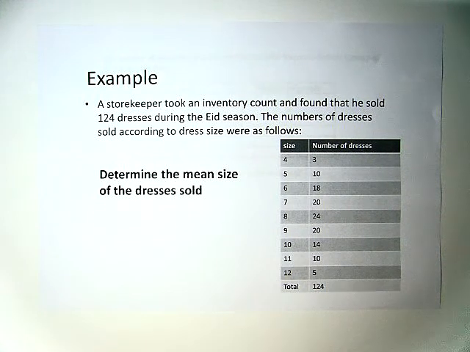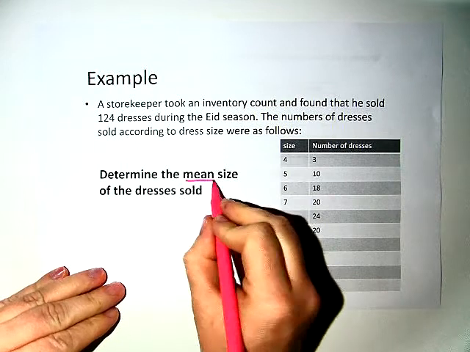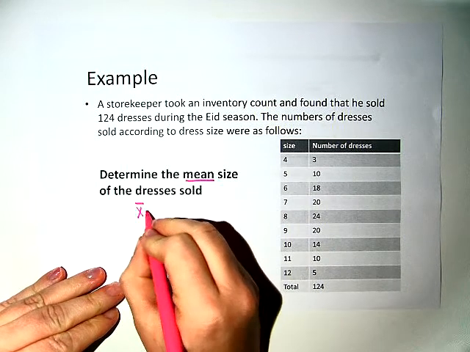Okay, so a storekeeper took an inventory count and found that he sold 124 dresses during the Eid season. The number of dresses sold according to dress size were as follows. We want to know the mean size of dresses sold, so that is our X bar.